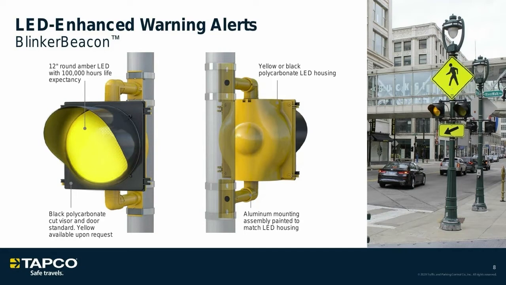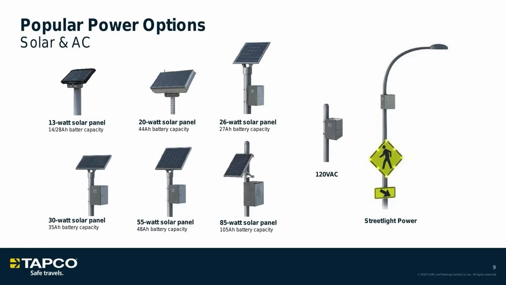Moving on, we are going to have our popular power options. As most of you probably know, most of what TAPCO does is solar. We are kind of the experts on the solar side of things. We make sure that what we're providing in the system is going to last a long time with the way that it's built, but also be able to provide enough power to service many, many years, also many days of basically no sunlight, which is where we get these power solutions from. Working left to right, you've got the 13-watt solution, 20-watt, 26, 30, 55, 85, and then you obviously have 120 VAC and streetlight power.